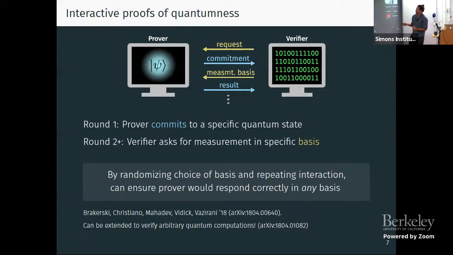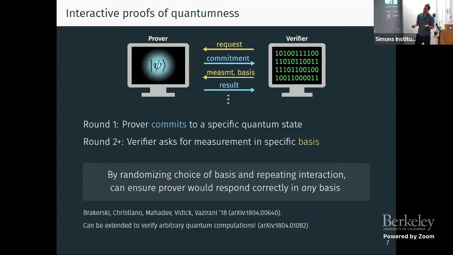But by doing this randomization and ensuring that the prover would respond correctly no matter what basis you ask for, you can do a sort of virtual tomography, where you hide some cryptographically secret information in the state. And then what you're saying is, okay, I know that the prover actually was holding this information that we cared about, even though maybe any single measurement wouldn't be able to give me anything cryptographically meaningful. Okay, so this is really cool.